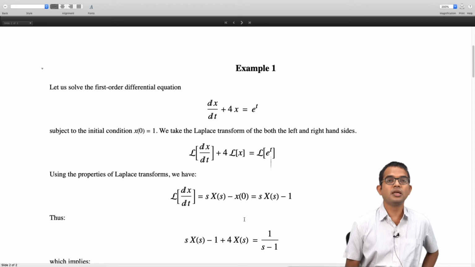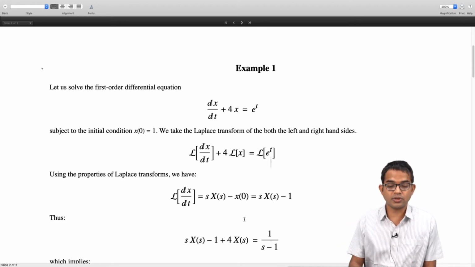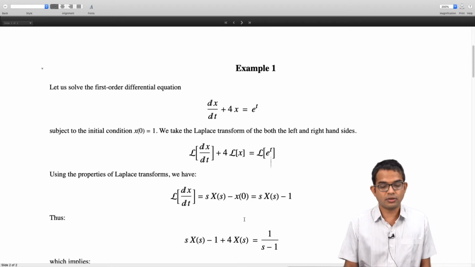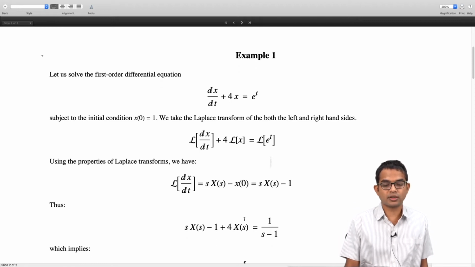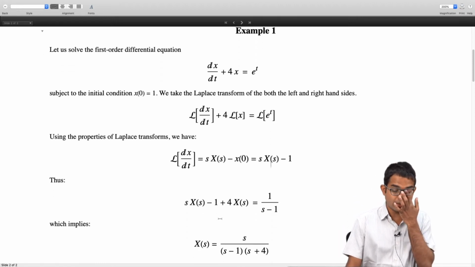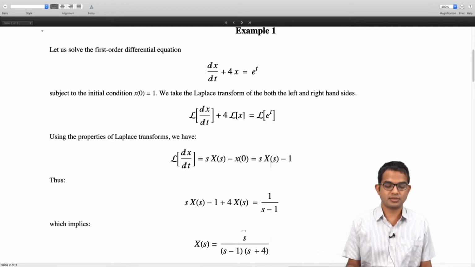Now you see that what was a differential equation in the time domain has been converted into an algebraic equation in X(s). So we can go ahead and solve for X(s). We collect all these terms, and we get (s plus 4) times X(s) is equal to 1 over s minus 1, plus 1. So 1 over s minus 1 plus 1 will give us s divided by s minus 1. Then we bring down this s plus 4. So X(s) is s divided by (s minus 1) times (s plus 4).